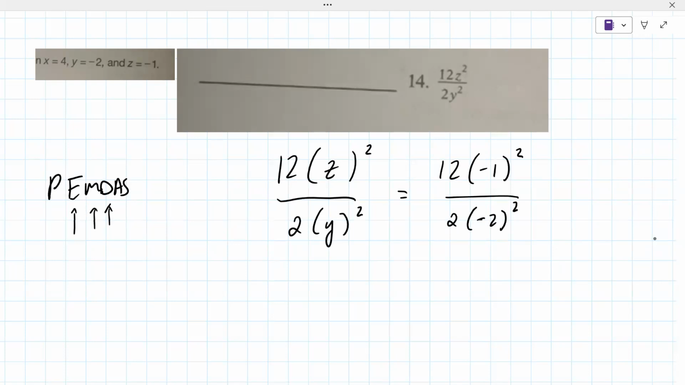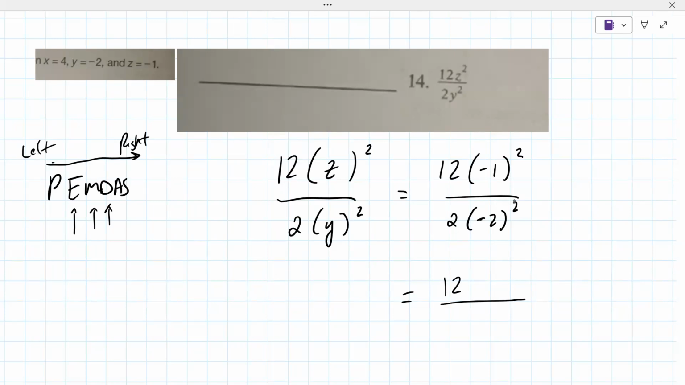Division. Yep, you always go left to right. So which comes first? Exponents. Yeah. So you have to do -1 to the power of 2 and -2 to the power of 2. Can you calculate those for us, please?